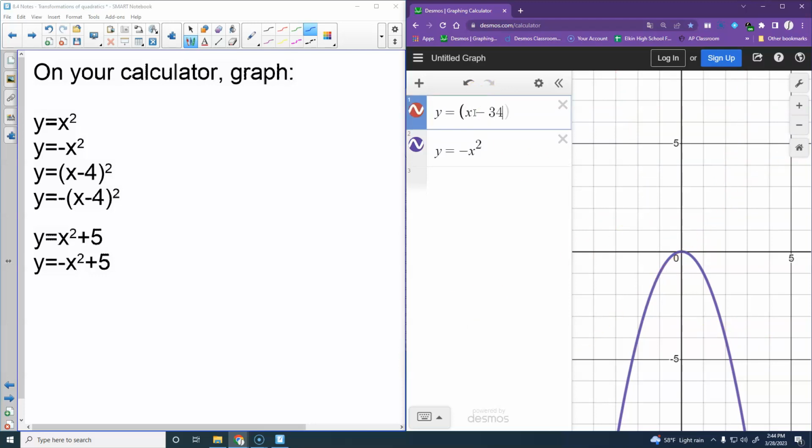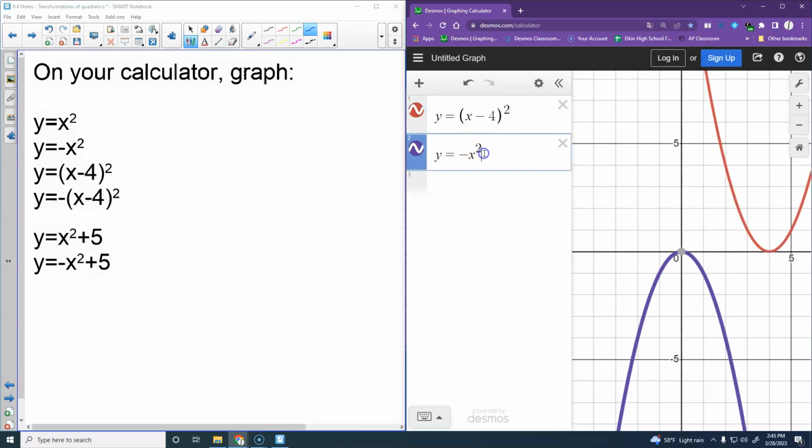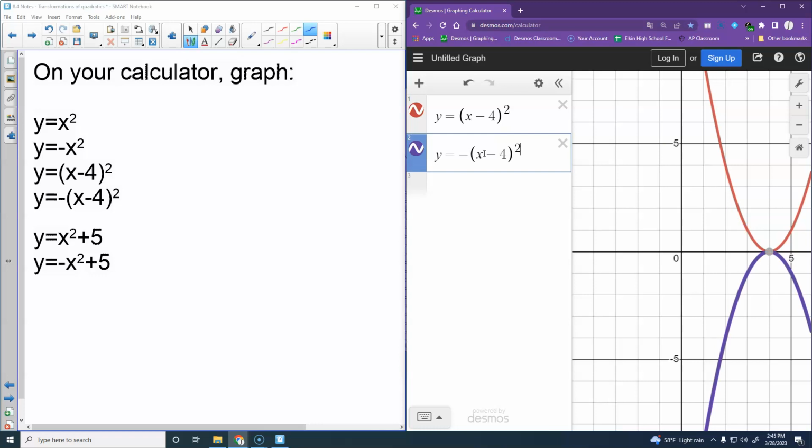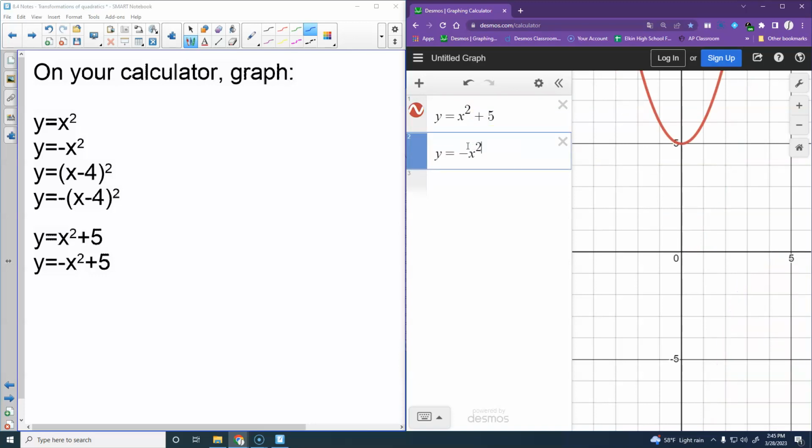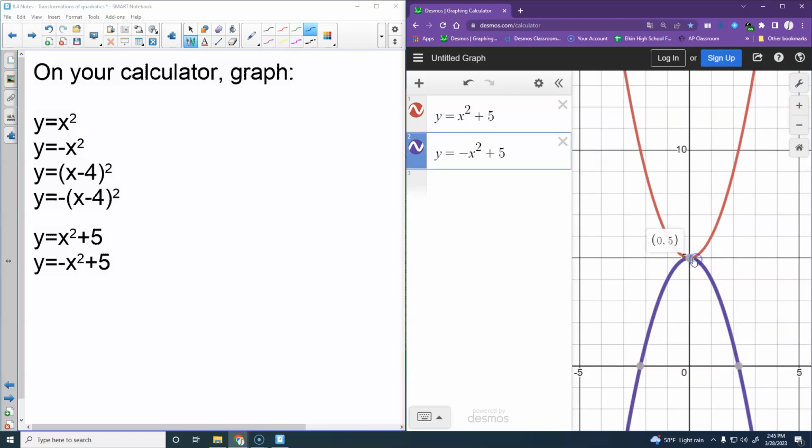I'm going to graph x minus 4 squared, and then I'm going to graph negative x minus 4 squared. Flip. Okay? And let's try one more thing. X to the second plus 5 and negative x squared plus 5. Yep. So when we have that negative right there, it's going to flip that quadratic upside down.